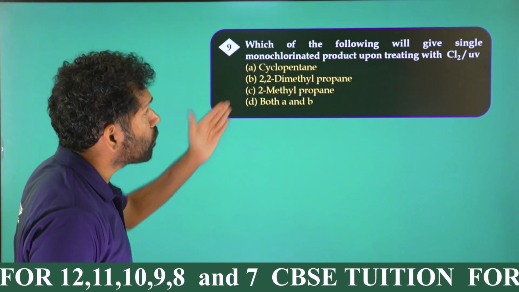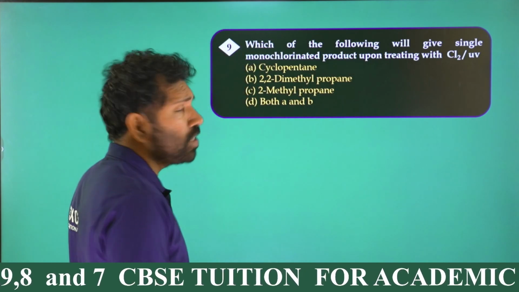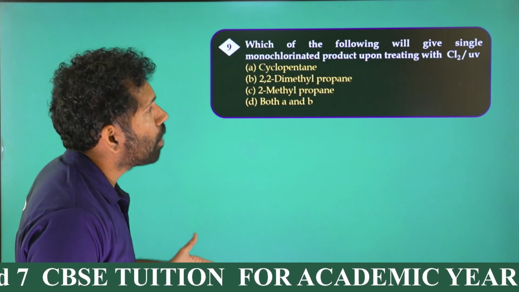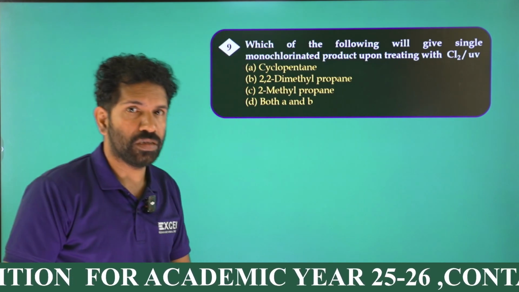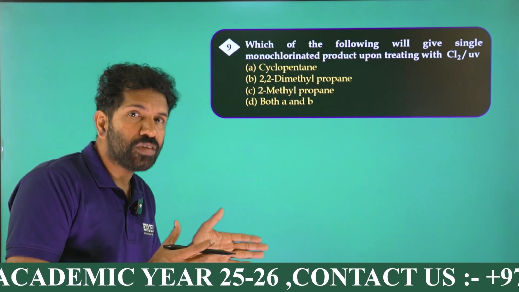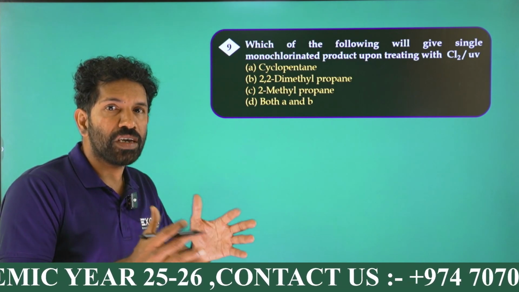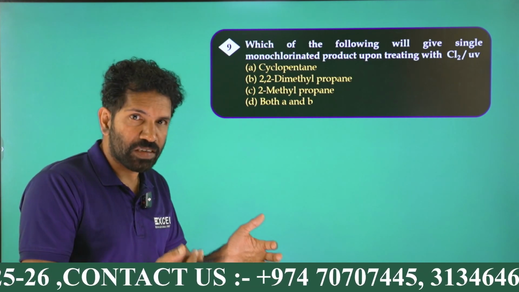Which of the following will give a single monochlorinated product upon treating with chlorine in the presence of UV? So what is the answer for this? See students, this question is also coming from free radical halogenation of alkanes. So we can discuss the structures and we will decide.